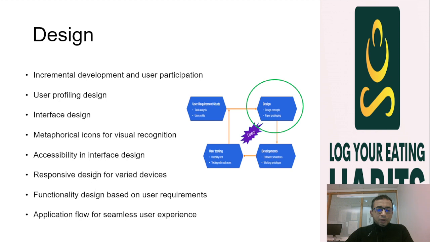It could be the responsive design, functionality design, and application flow. There are several things, because when using a mobile application, each interface could have some problem. Whenever a user has a problem, we get it from the user feedback and user testing, and then we implement it, reviewing it. So these are the methods we are following in the design phase.